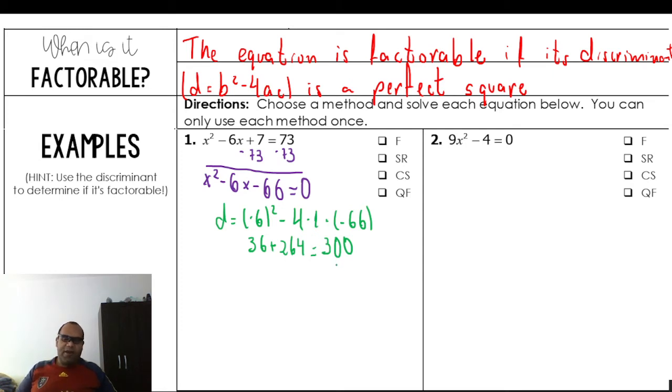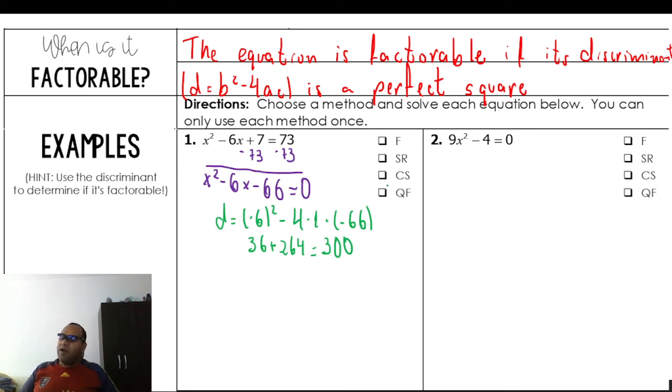It's not a perfect square. Okay, 200, yes? 200, no, just 100. 100 and 400, the next one. 400, yes. Okay, but 300, no. We cannot use the factorable method.